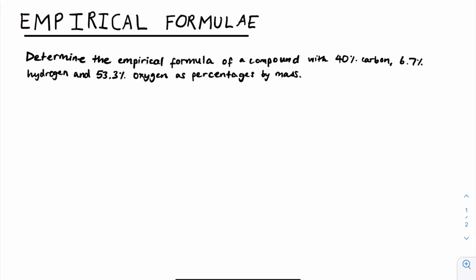So basically, what we have to first realize is that we've got a couple of unfamiliar terms. So this one, percentages by mass. What that means is that if you have a set amount of a substance, then that substance makes up that percentage by the mass. So for example, if you had 100 grams of this compound, well then, as we see over here, 40% of that would be carbon, which means that 40% of 100 is 40 grams. So 40 grams would be carbon if there was 100 grams of this compound.